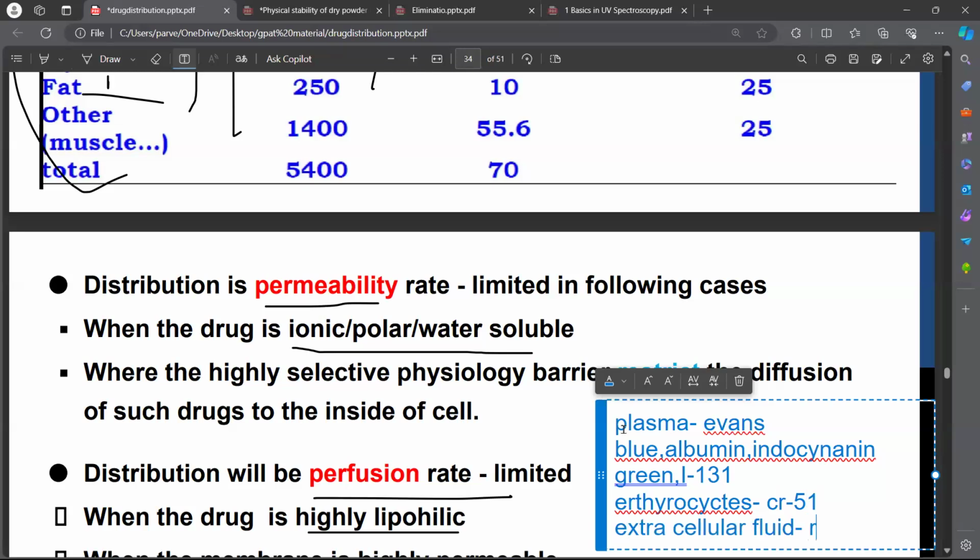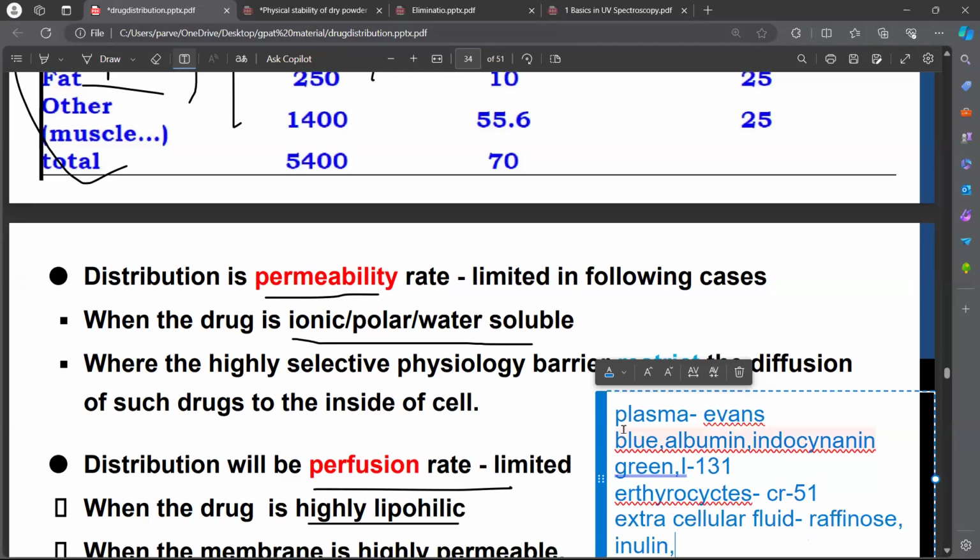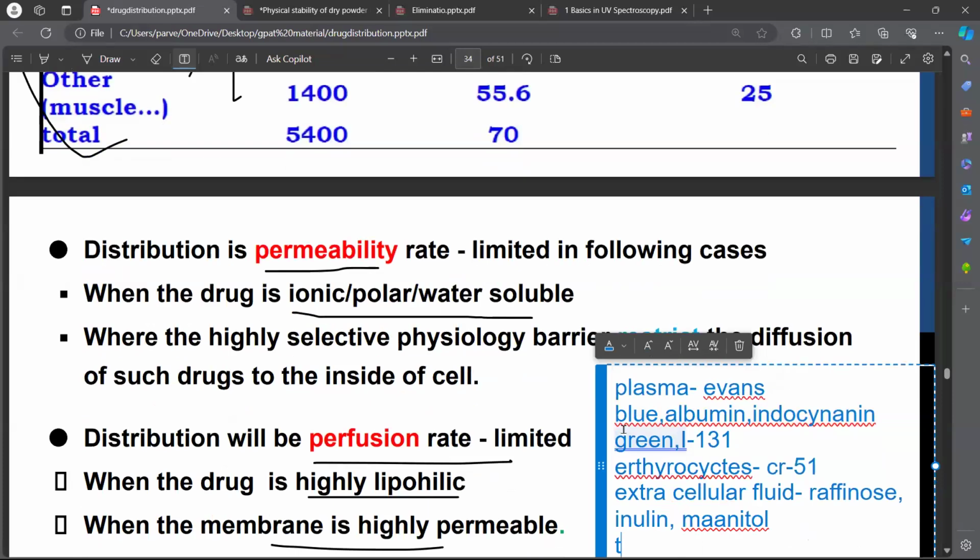raffinose, inulin, mannitol, and for the total body water, it's not insulin, it's inulin. There is a huge difference between inulin and insulin. For the total body water, the classical examples are D2O, deuterium oxide, and antipyrine.